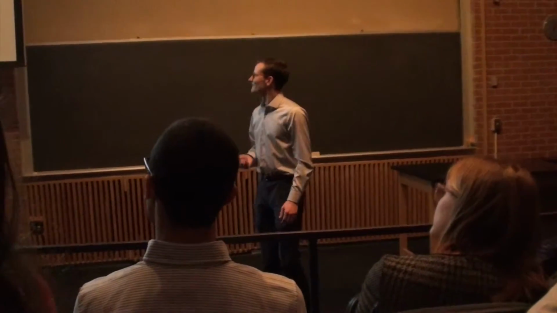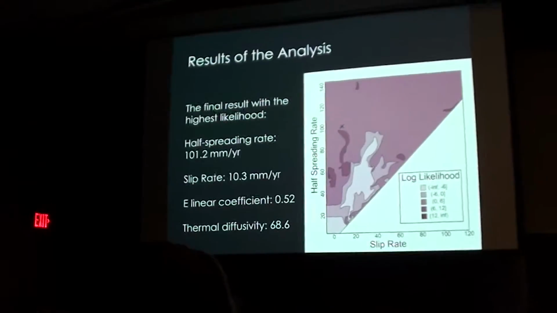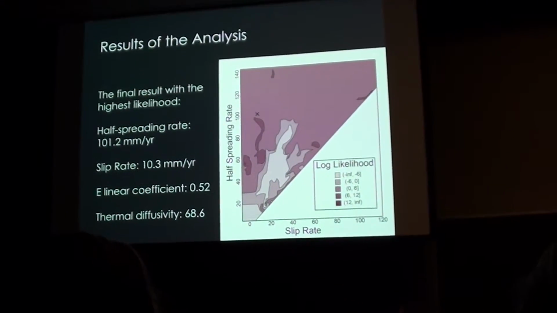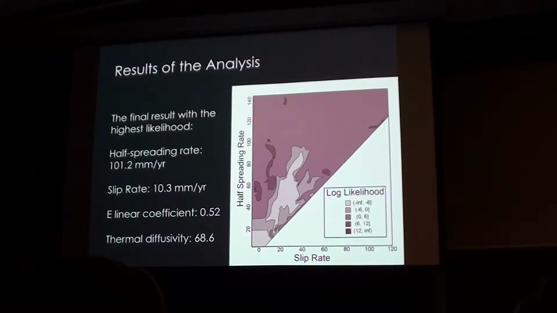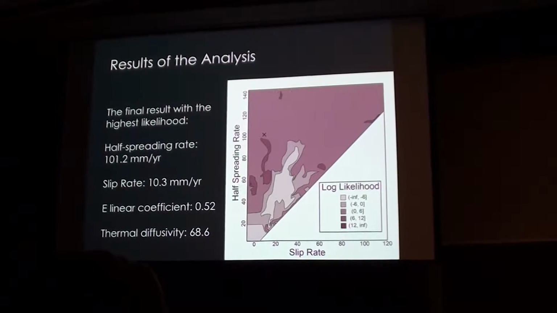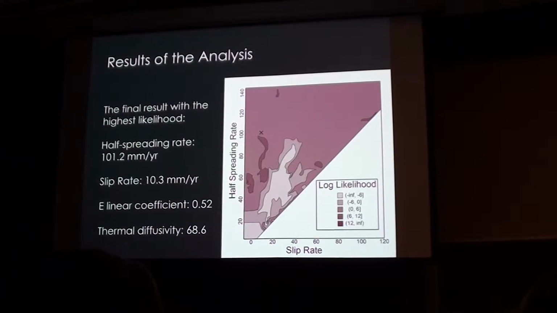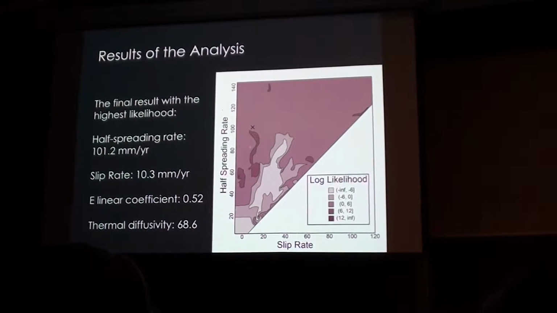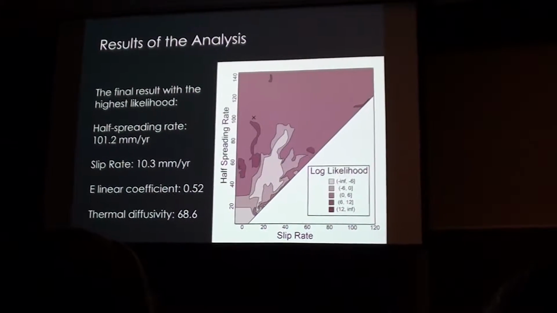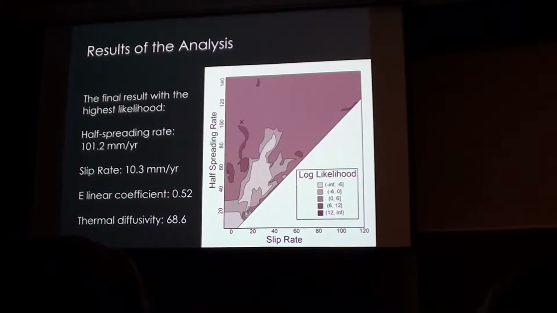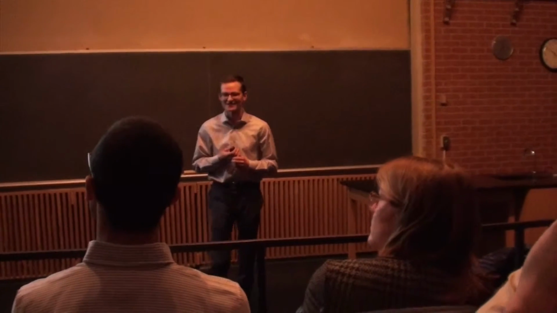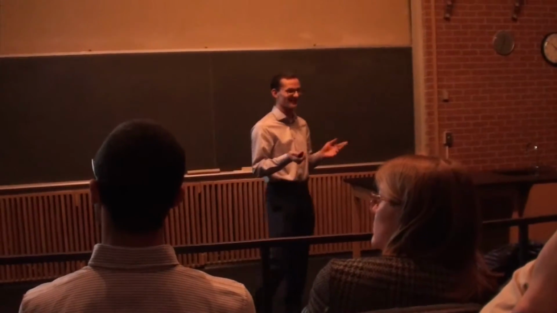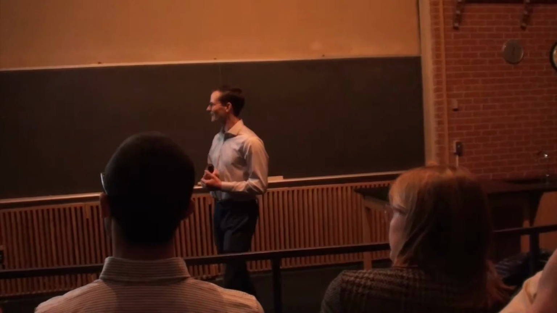So here are our results. On the right is a contour plot of half spreading rate and slip rate with the log likelihood plotted in the colors, and darker colors are a better log likelihood. We can see that the best rates are with low slip rates and high spreading rates. You can already tell that this is a little bit wonky, because the highest rate actually has a negative slip rate, which corresponds to a left lateral slip rate, which is not true.